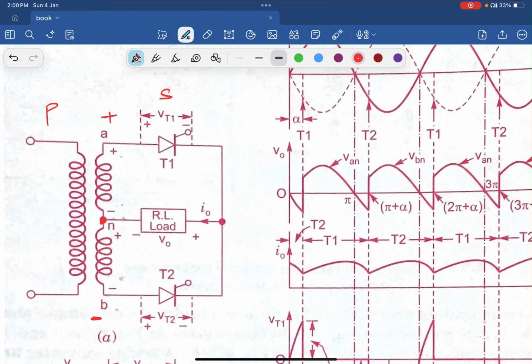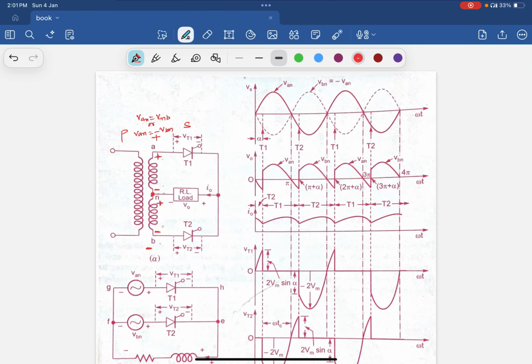Also, if we take N as the midpoint, then A is positive with respect to N and N is positive with respect to B. So we can see that VAN is equal to VNB, or we can say that VAN is equal to minus VBN.